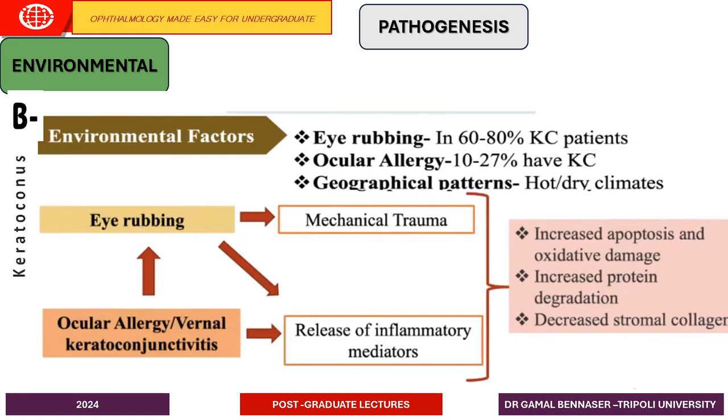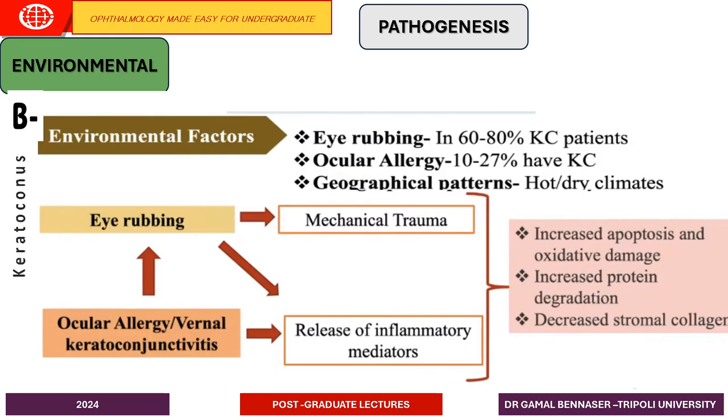So what's the mechanism by which eye rubbing initiates keratoconus? It is claimed that by eye rubbing, we initiate some sort of mechanical trauma. This mechanical trauma to the cornea will initiate low-grade inflammation and the release of certain mediators of inflammation that lead to increased apoptosis and activation of oxidative damage to the collagen in the stroma, and increased degradation and decreased collagen synthesis. All these factors lead to a decrease in the integrity of the collagen in the stroma and influence the biomechanical properties of these corneas, leading to thinning of the cornea and then bulging and ectasia.